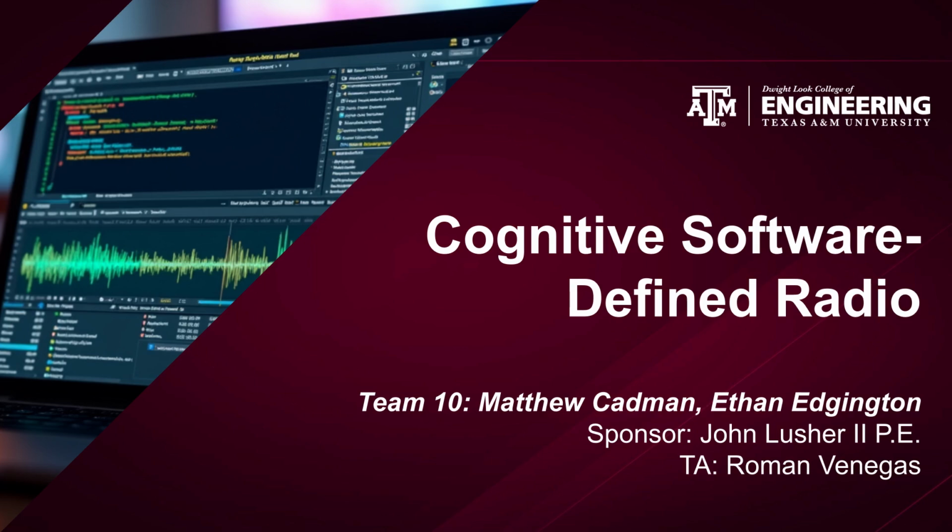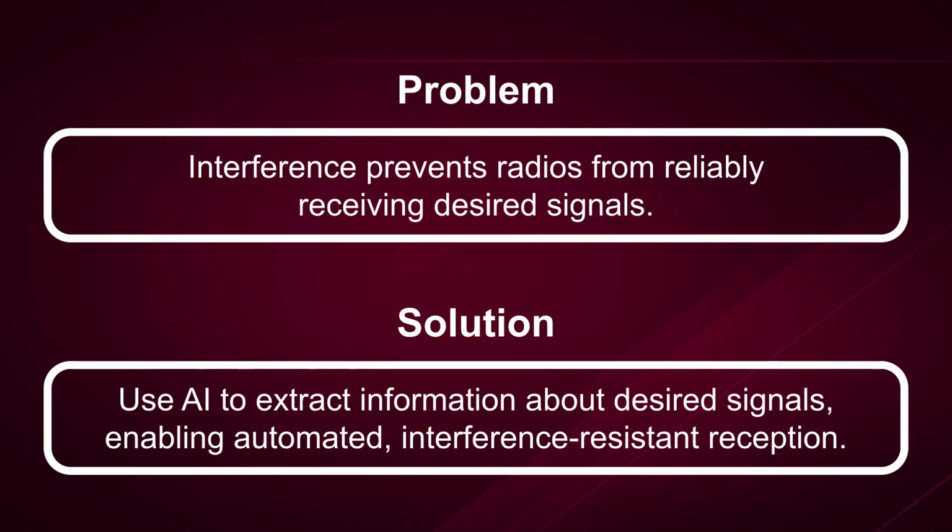And together, we built a cognitive software-defined radio. One of the biggest problems with radios is that interference often prevents them from receiving their desired signals. So our solution is to apply AI in order to extract information about those desired signals, enabling automated, interference-resistant reception.